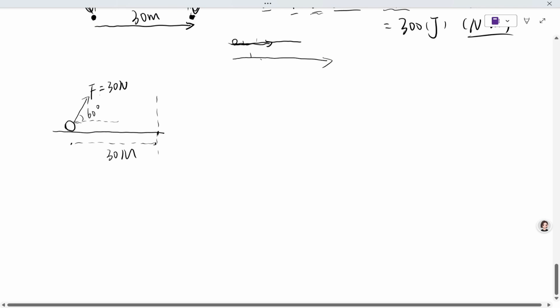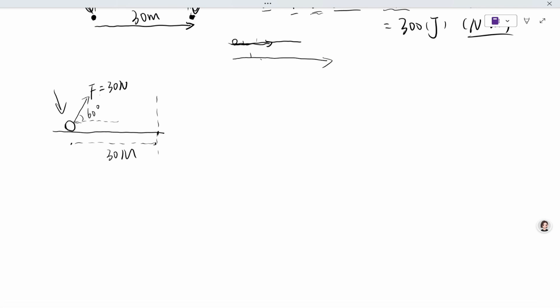Alright, now let's look at this problem. This is still a ball rolling on a horizontal track, and there's a constant force with a magnitude of 30 newtons, but with an angle of 60 degrees above the horizontal ground. And this constant force allows it to travel along the horizontal track a distance of 30 meters, which is over here. And now it is asking you what is the work done by the F. So it's still basically the same.